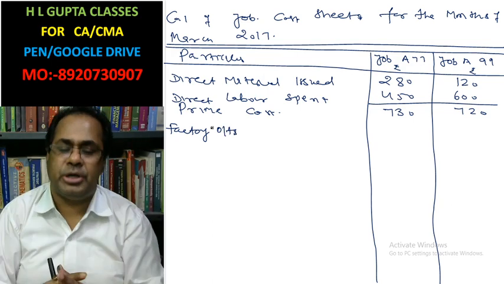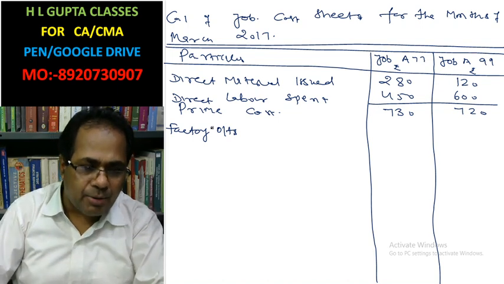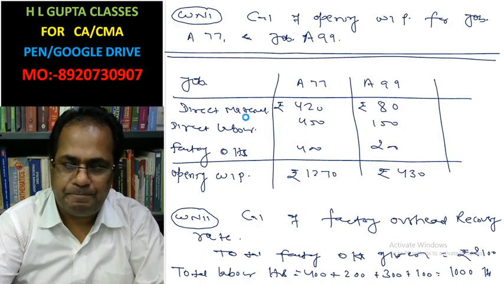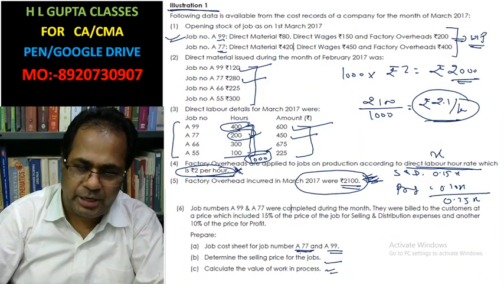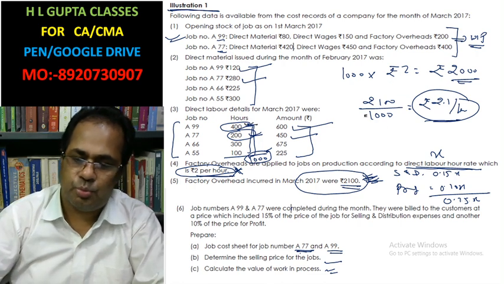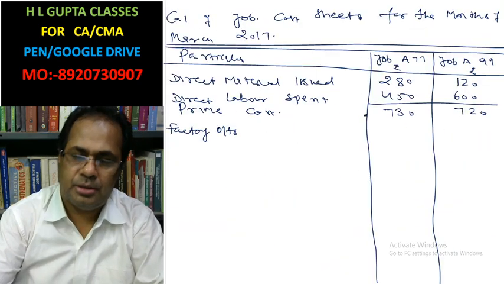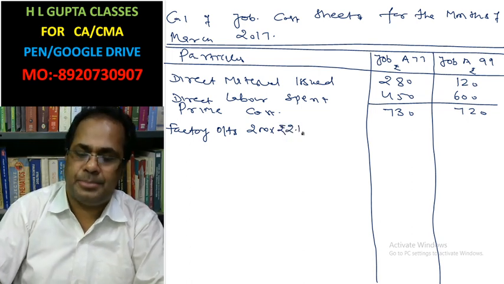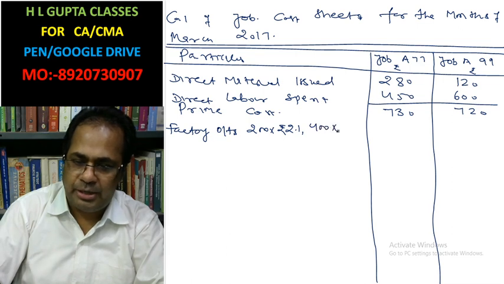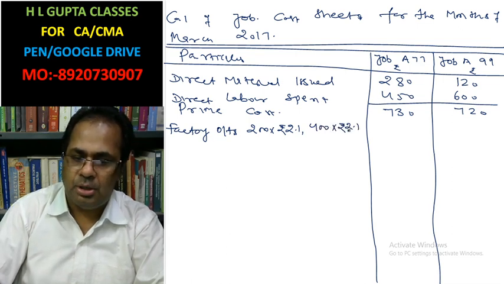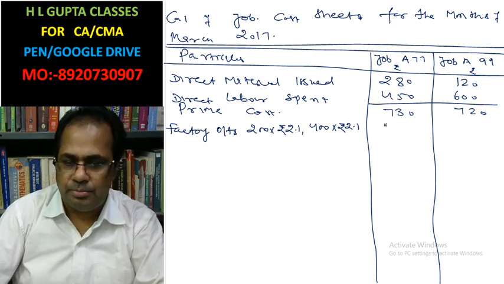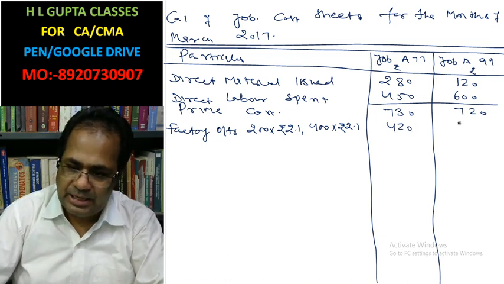Now the factory overhead at the rate of 2.1 is calculated. The labor hours for A77 are 200 and for A99 are 400, at the rate of 2.1. Factory overhead recovery is 200 into rupees 2.1 for job A77 and 400 into rupees 2.1 for job A99. That is 420 and this is 840.